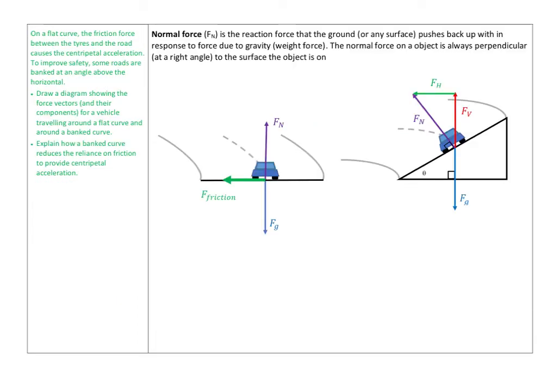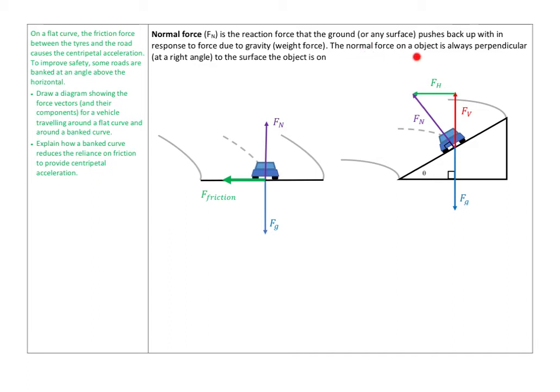So before we explore that, I just want to briefly talk about the normal force. You may be familiar with this. If you are, that's great. If not, this is just an introduction. If you know about it, it's a recap. So the normal force is the reaction force that the ground or any surface pushes back up with in response to the force due to gravity, or what we often call the weight force. So we know from Newton's third law, for every action force, there's an equal and opposite reaction force. So gravity downwards is the action force. We get this normal force back up as the reaction force.